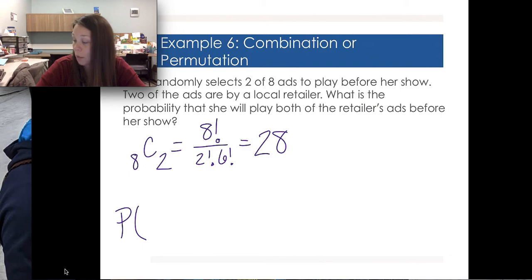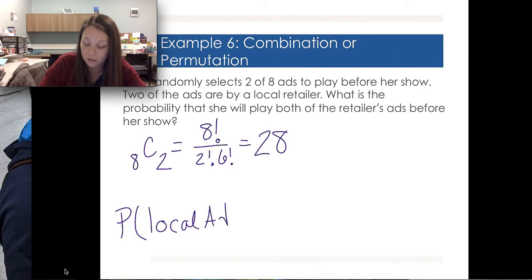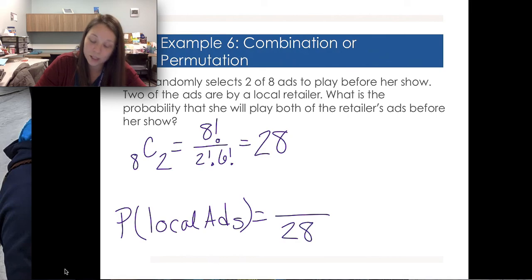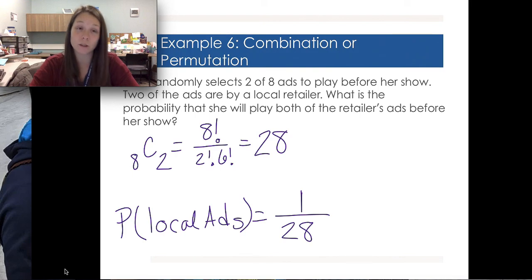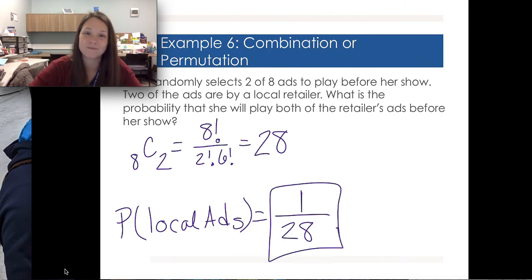Now, moving on to the probability side of this, what is the probability that this DJ selects only the local ads? Well, there are 28 ways that she can select any 2 ads, but the favorable outcome of her selecting both of the local ads, there's only one favorable outcome. She either selects them both or she doesn't. So there's only one way for this to be a favorable outcome. So 1 out of 28.